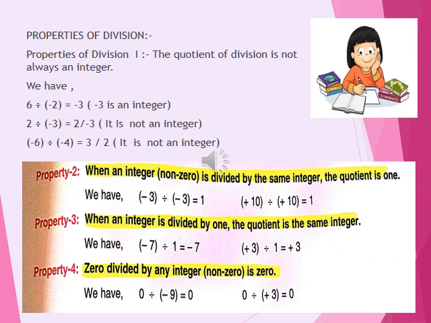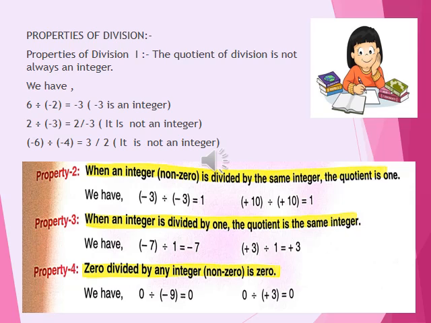See, 6 divided by minus 2. What is its answer? Just now we have studied, its answer is minus 3, and minus 3 is an integer. Now when you divide 2 by minus 3, no division is possible, so we will write that number simply as 2 divided by minus 3. But tell me dear students, is 2 divided by minus 3 an integer? No, it is not an integer. Therefore, the quotient of the division may or may not be an integer.